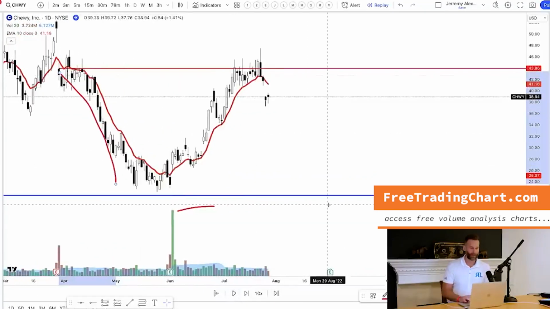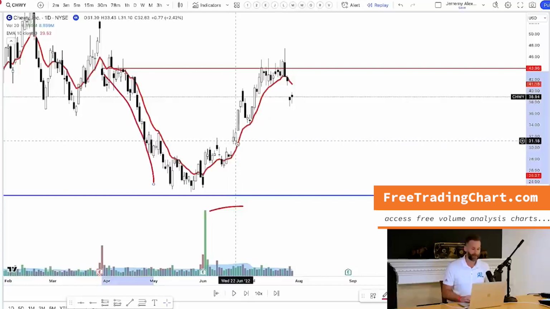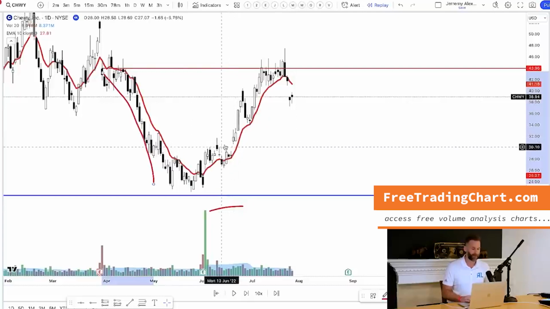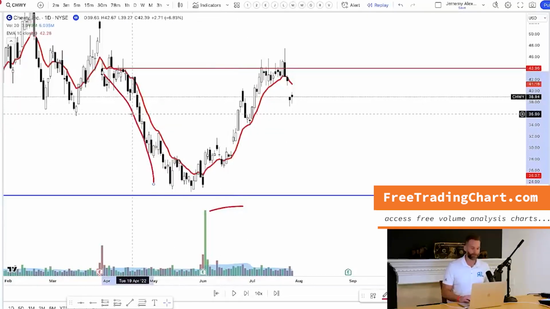And it happened pretty quickly. So my interpretation of all this price action is where we are present day on Chewy is probably right here, June 21st, maybe June 22nd, or maybe somewhere in here. But my thoughts is we're in the June 21st.